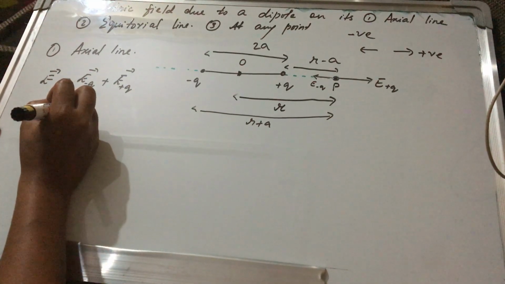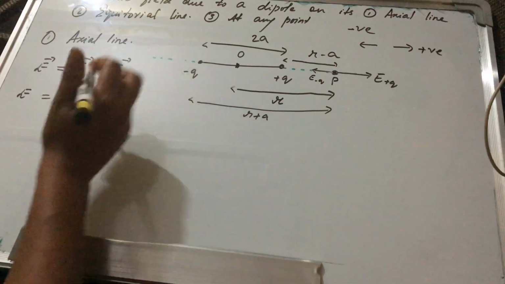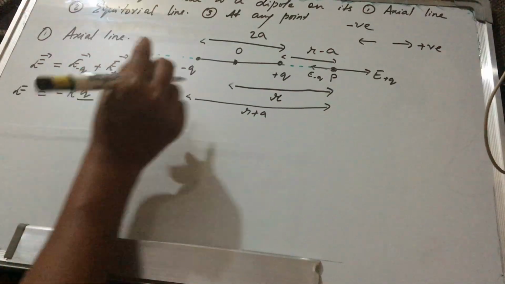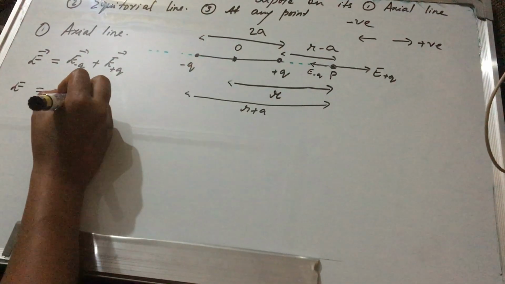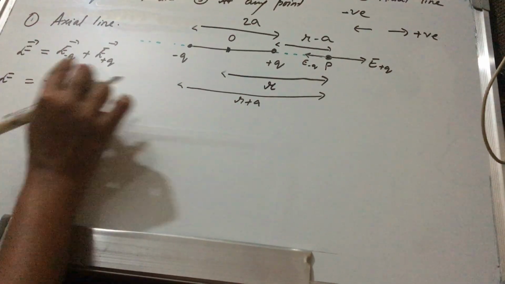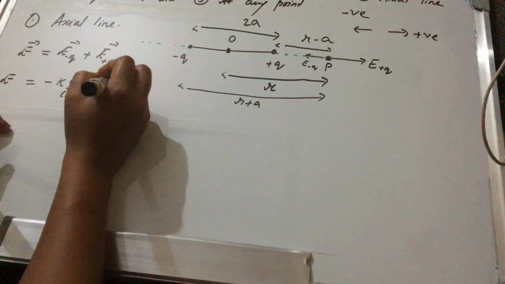So the electric field due to the point charge minus Q is what? K Q by the distance, which is (R plus a) whole square. See, K is 1 by 4 pi epsilon naught for air or vacuum. I'm not writing it again and again.